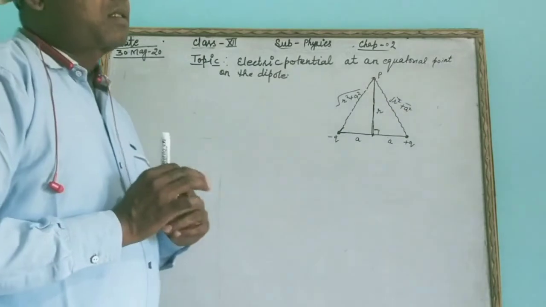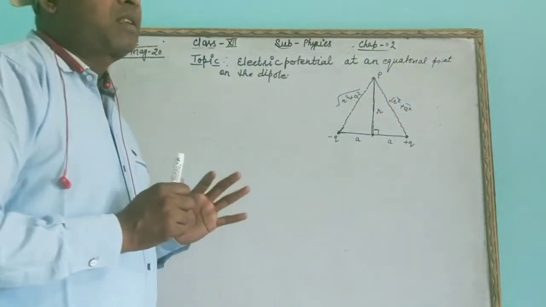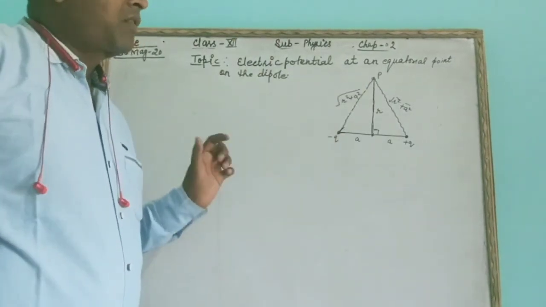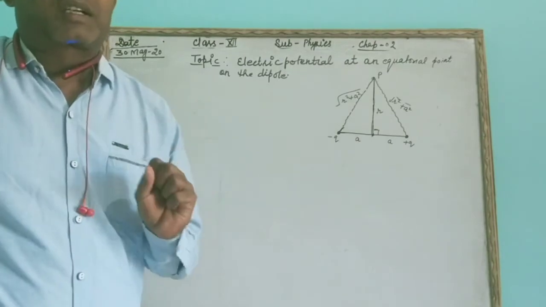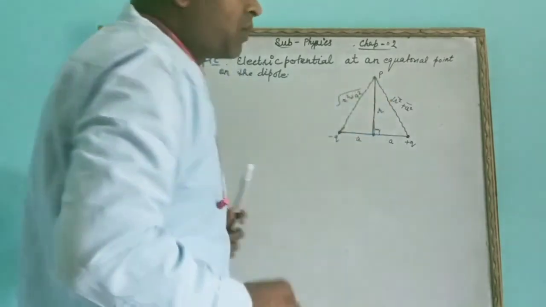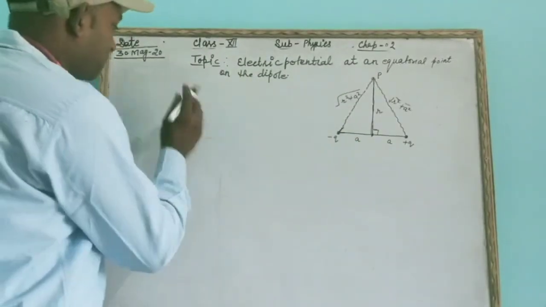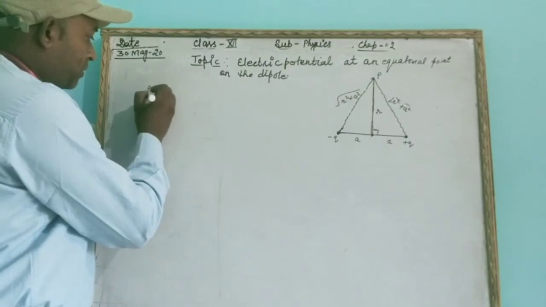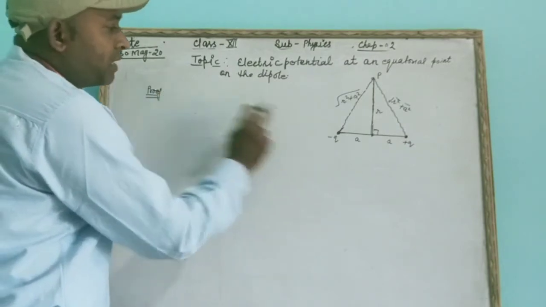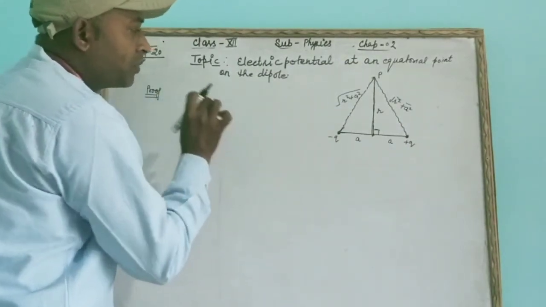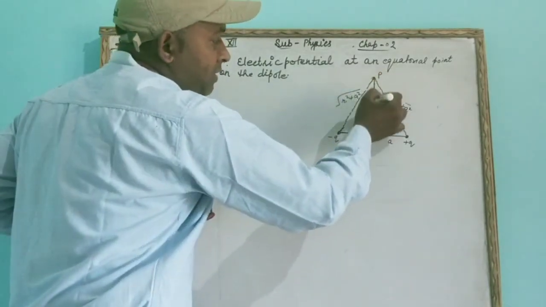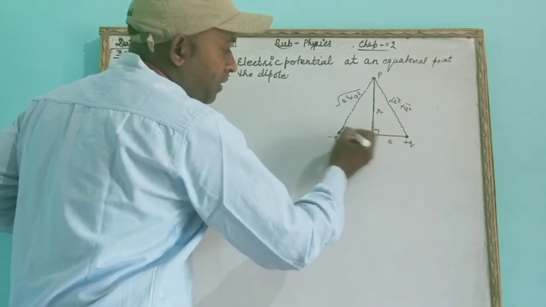You know that electric potential is a scalar quantity, so there is no need for the direction. But electric field was a vector quantity, so we needed the direction. So at point P we have to calculate the potential. First of all, we write: consider a pair of equal and opposite charges separated by a distance of 2a. We have to calculate the electric potential at point P at a distance r from the center of the dipole.